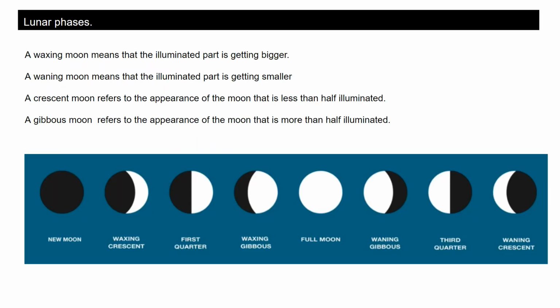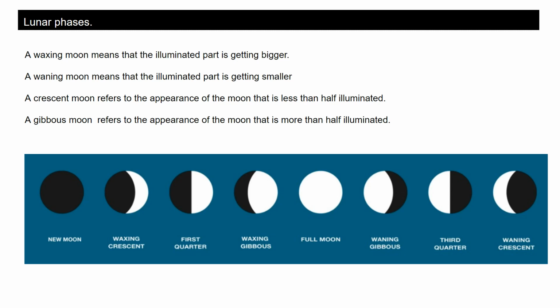So we have these phrases to look at as well. A waxing moon means that the illuminated part of the moon is getting brighter. So more and more of the moon is becoming visible, is becoming illuminated. A waning moon means less of the moon is being illuminated. So waxing moons are seen in the first 14 days of the lunar cycle, and waning moons are visible for the second 14 days of the cycle.